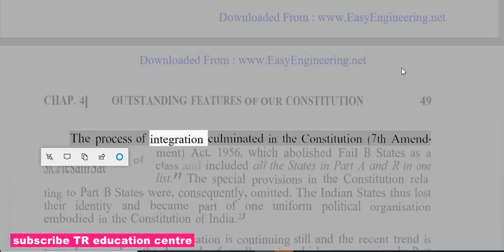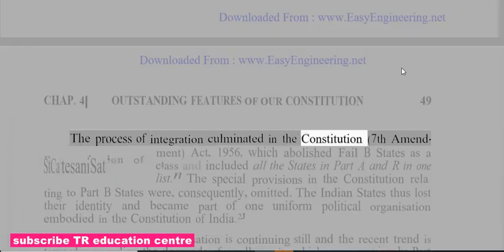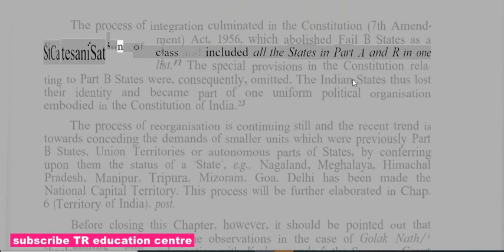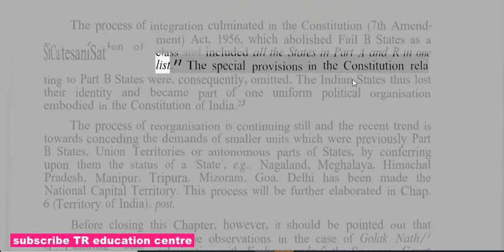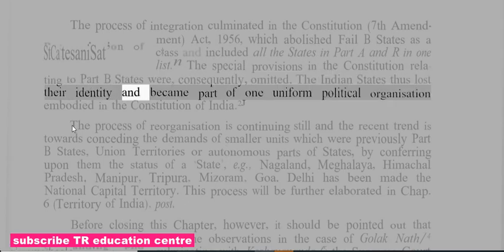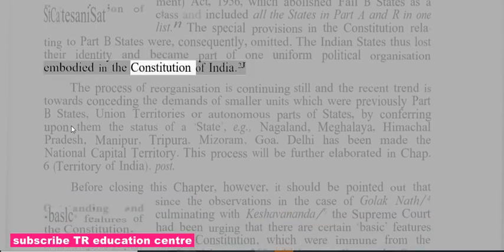The process of integration culminated in the Constitution (7th Amendment) Act, 1956, which abolished the distinction between Part A, Part B and Part C states, and included all the states in Part A and Part B in one list. The special provisions in the Constitution relating to Part B states were, consequently, omitted. The Indian states thus lost their identity and became part of one uniform political organization embodied in the Constitution of India.